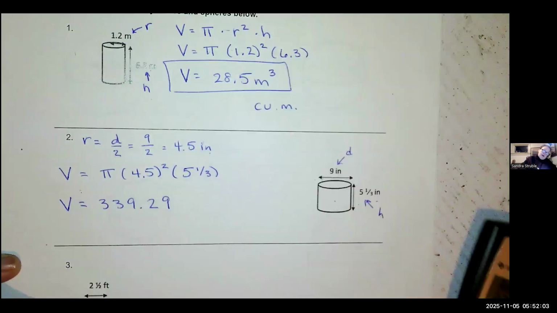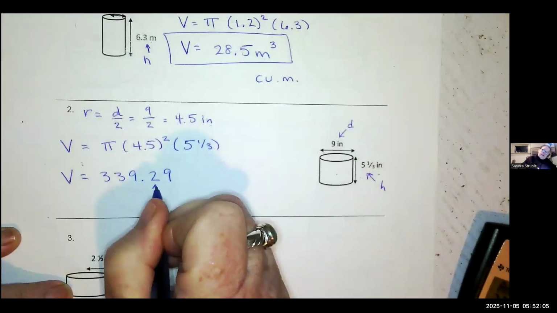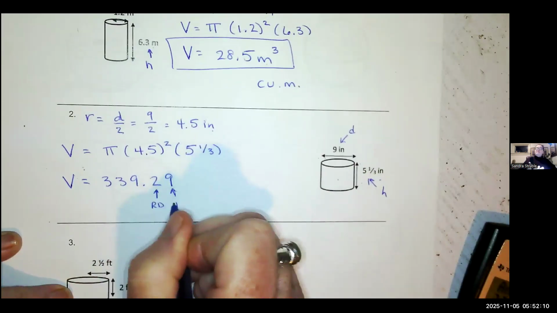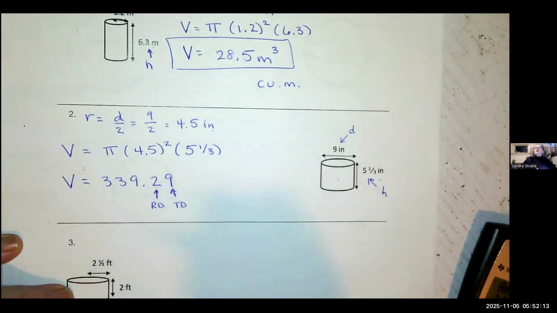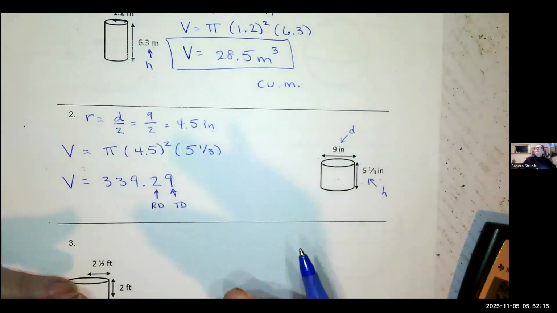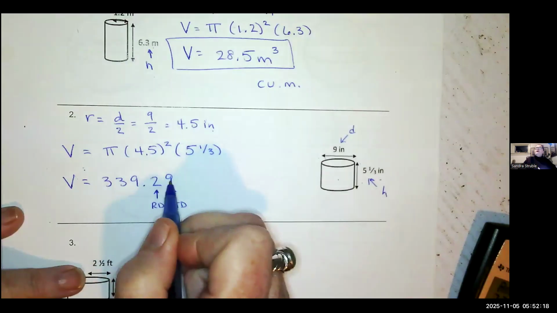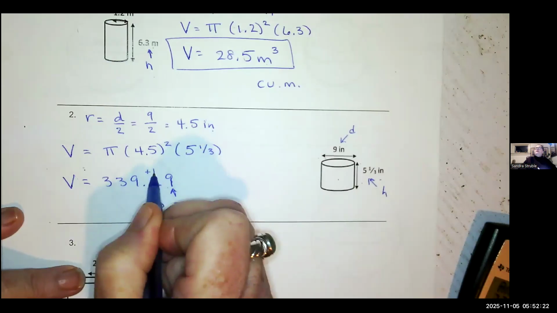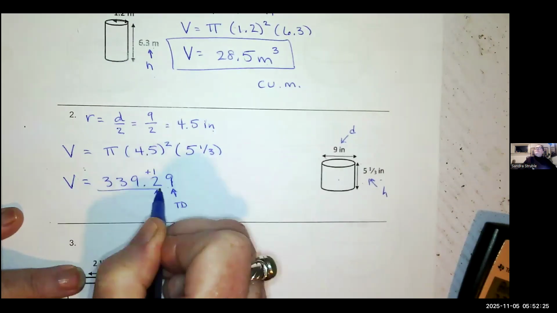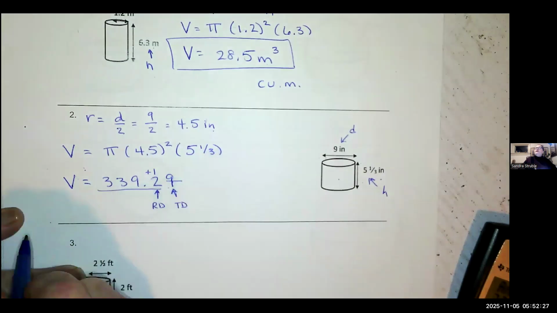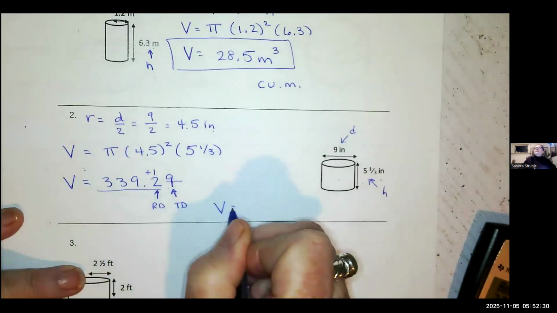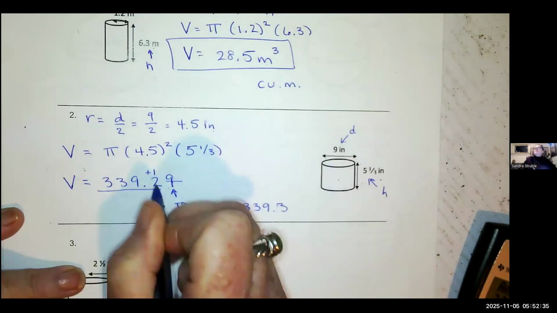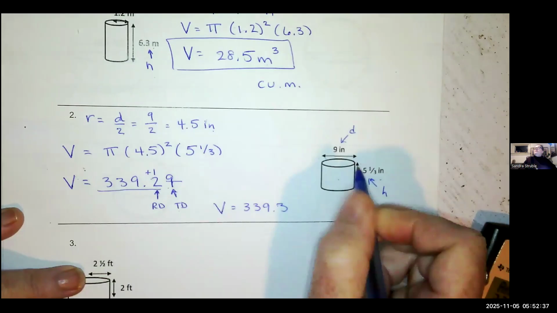So 2 is my rounding digit. 9 is my test digit. Remember, we do not use the words round up. That's not mathematical. It doesn't make sense. So we want to make sure, if the test digit is 5 or greater, we add 1. That's mathematical. And then all the numbers to the right will go away. So our volume for the cylinder is 339 and 3/10, because 2 plus 1 is 3. Do not forget your unit and cube that sucker.